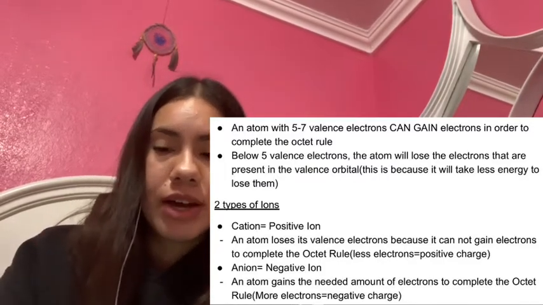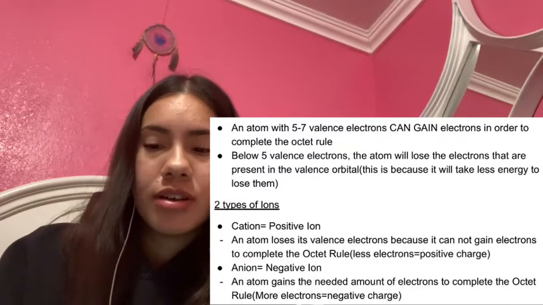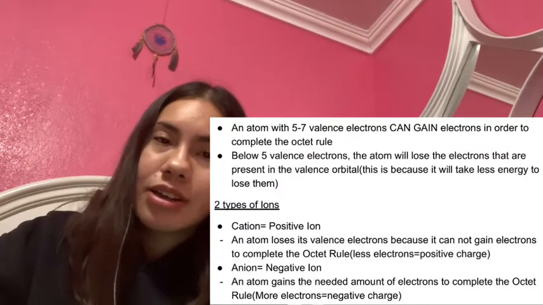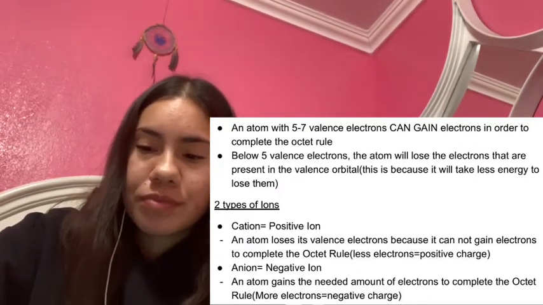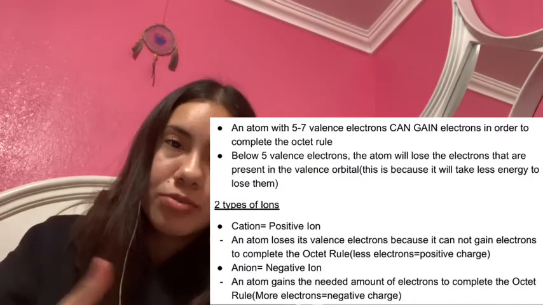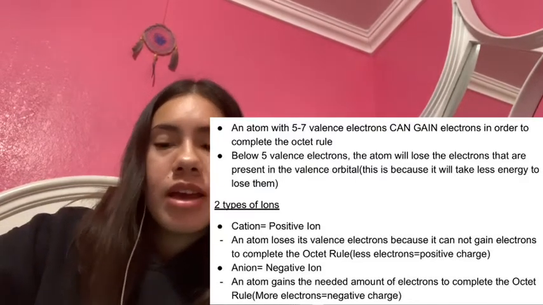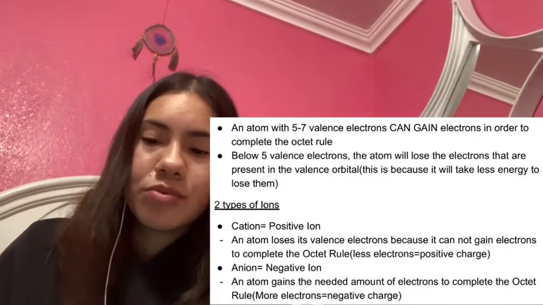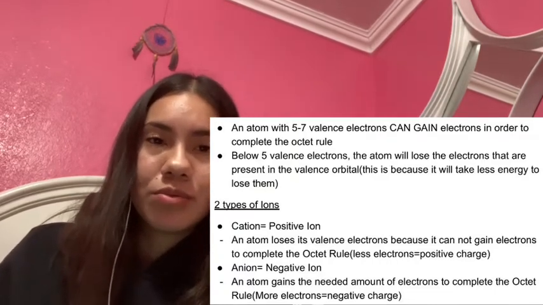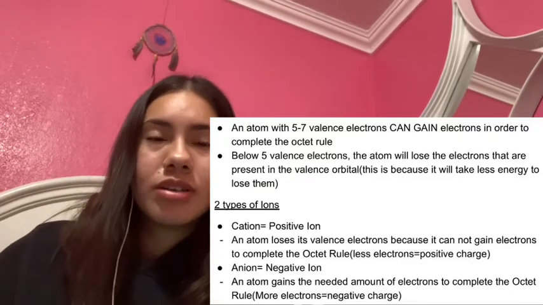And so there are 2 types of ions. A cation is a positive ion. So in a cation, an atom loses its valence electrons because it cannot gain electrons to complete the octet rule. And since it's losing the electrons, there are more protons, which makes a positive charge. And the second type of ion is an anion, and it is a negative ion. This is where an atom gains the needed electrons in order to complete the octet rule. And since you are gaining electrons, there are going to be more electrons than protons, which means there's going to be a negative charge.